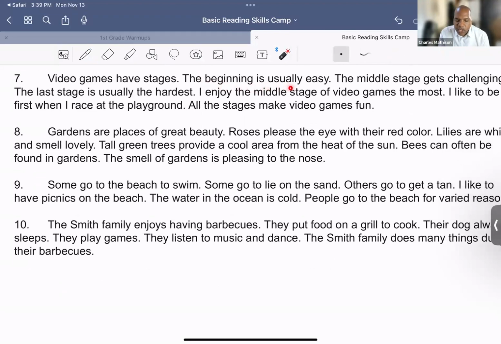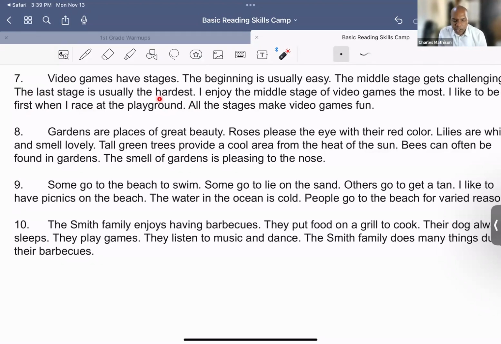The beginning is usually easy. The middle stage gets challenging. The last stage is usually the hardest. I enjoy the middle stage of video games the most. I like to be first when I race at the playground. All the stages make video games fun. All right, so I like to be first when I race at the playground. That doesn't make any sense.